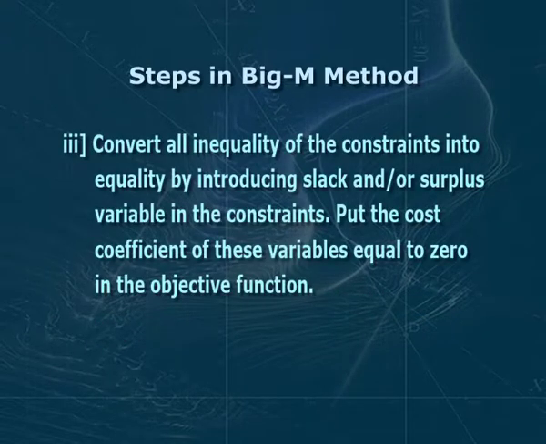Step 3. Convert all inequalities of the constraints into equalities by introducing slack and or surplus variables in the constraints. Put the cost coefficient of these variables equal to 0 in the objective function. In case of introducing surplus variables, to get the initial basic feasible solution, we need to introduce an artificial variable, and the cost coefficient of this variable in the objective function is minus M, where M is a very large positive number.